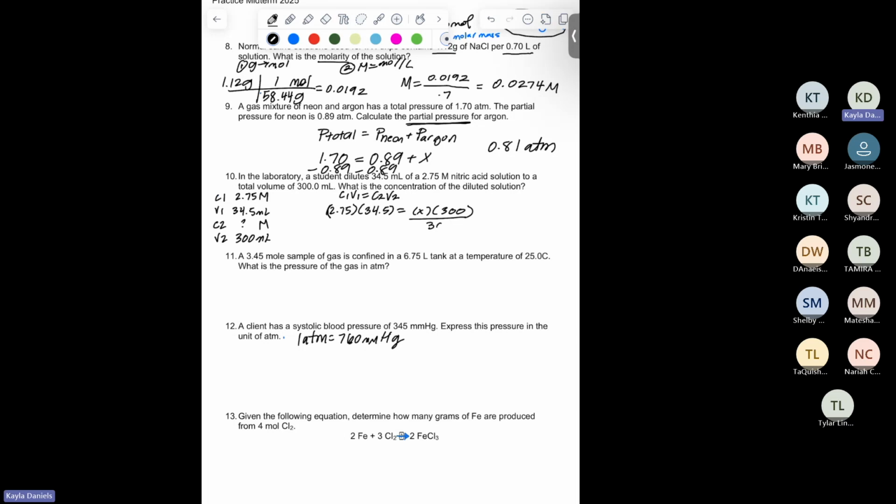To get X by itself, we'll divide each side by 300. I'll plug this into my calculator, 2.75 times 34.5 divided by 300. All right, I got X equals 0.32 molar, which is great. That is less than 2.75, so that's great.